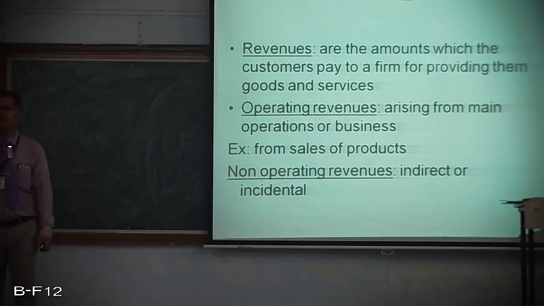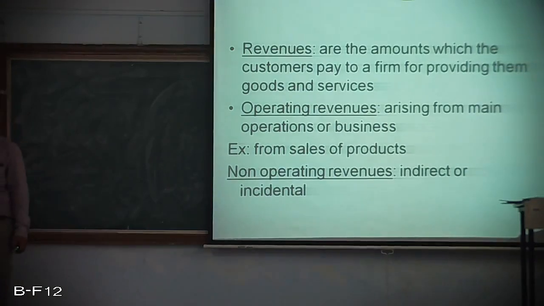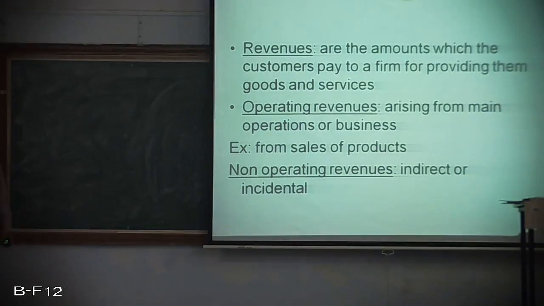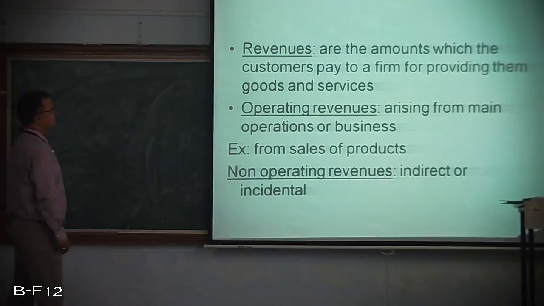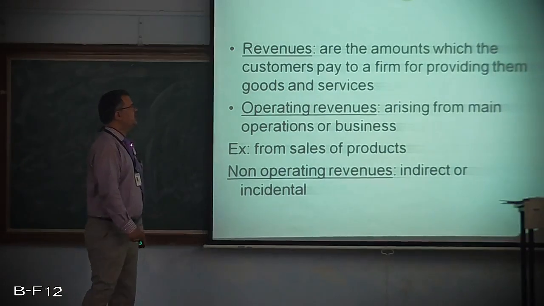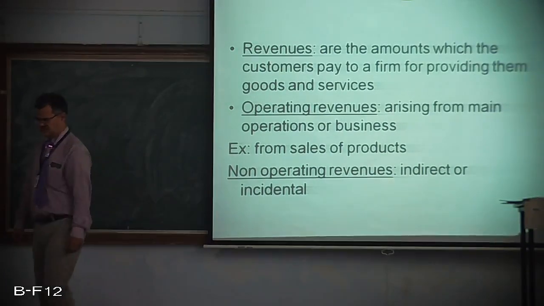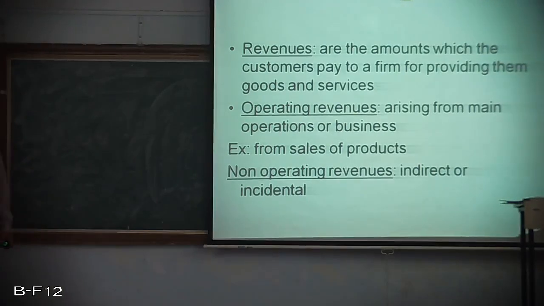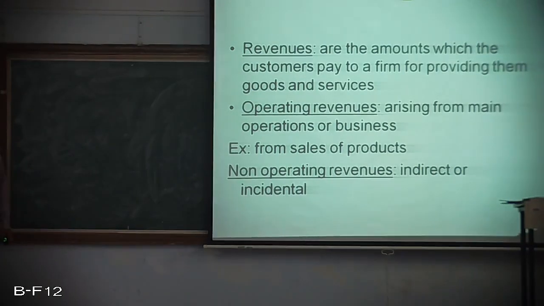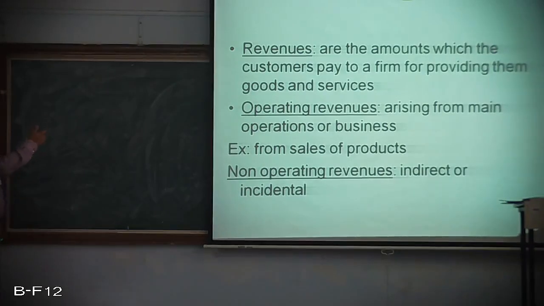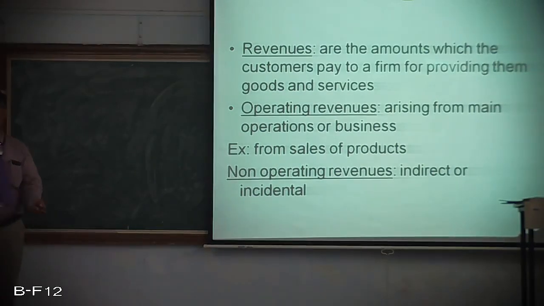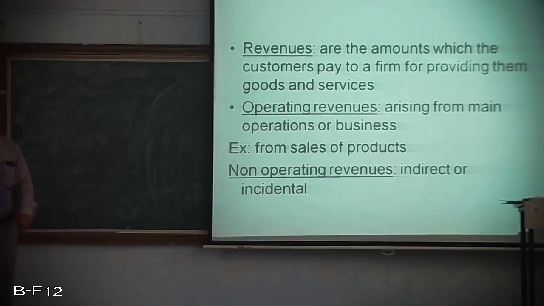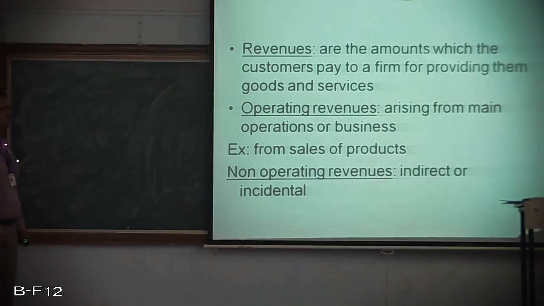What do you mean by revenue? It is also called income. Normally in accounting terms they are called revenues. Revenues are the amounts which customers pay to a firm for providing them goods and services. How is an organization going to get income? When they sell goods or provide services, in turn they get some money. That is revenue, money in. That's what revenue is, nothing but income, like I said.